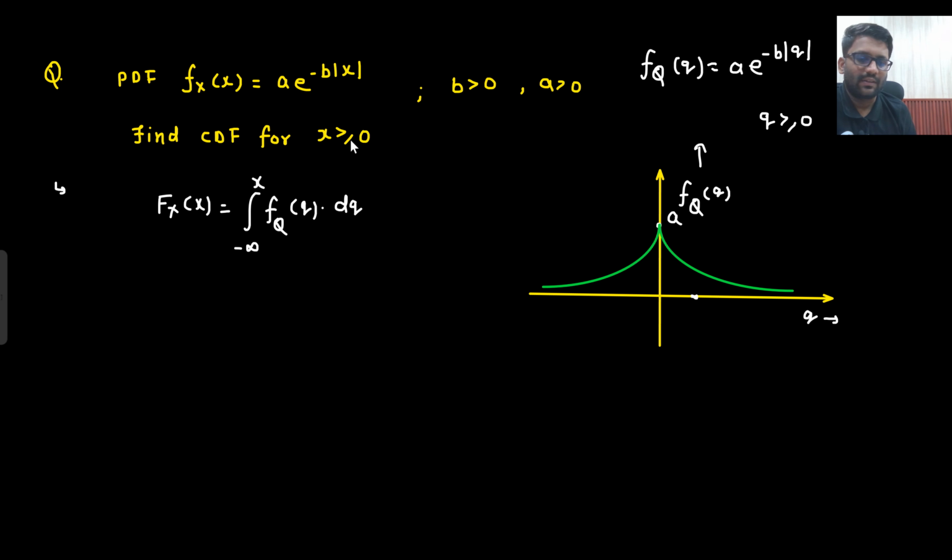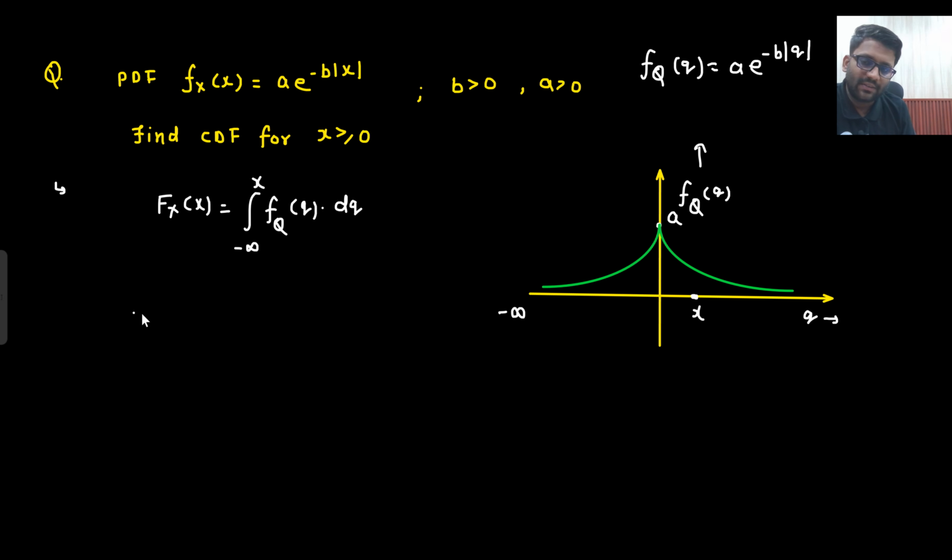Sorry guys, the x should be greater than 0. That means this limit is greater than 0. This is what they are saying. Basically you are integrating from minus infinity to x. So x should be lying here. It should not be lying here. So x is lying here. x is greater than 0.